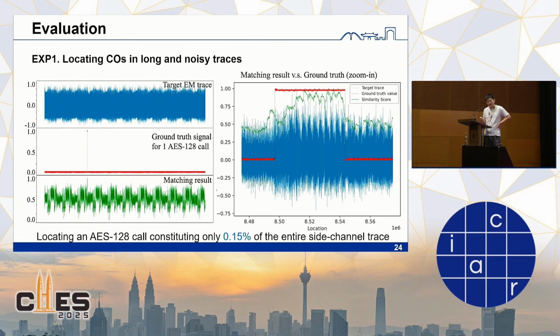In the first experiment, we try to hide a small AES CO in a long and very noisy trace. You can see from the upper left figure, you can hardly locate it with human eyes, right? It would cost you a lot of human labor. And using our method, you can scan those raw traces and find where the crypto operations are.